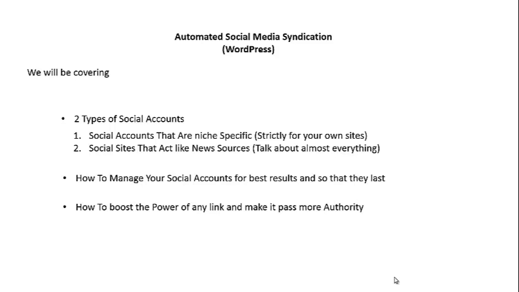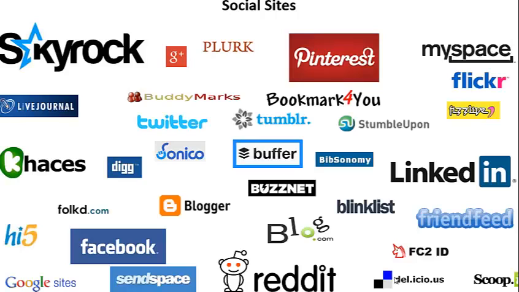Okay, so what kind of social sites am I talking about? You're going to have access to a number of tools, and these tools are going to allow you to post to over 40 or even 50 social media accounts, automated from your WordPress blogs. And I'm going to be showing you exactly how everything fits in. So let's go over to the next slide and let me show you exactly how it works.